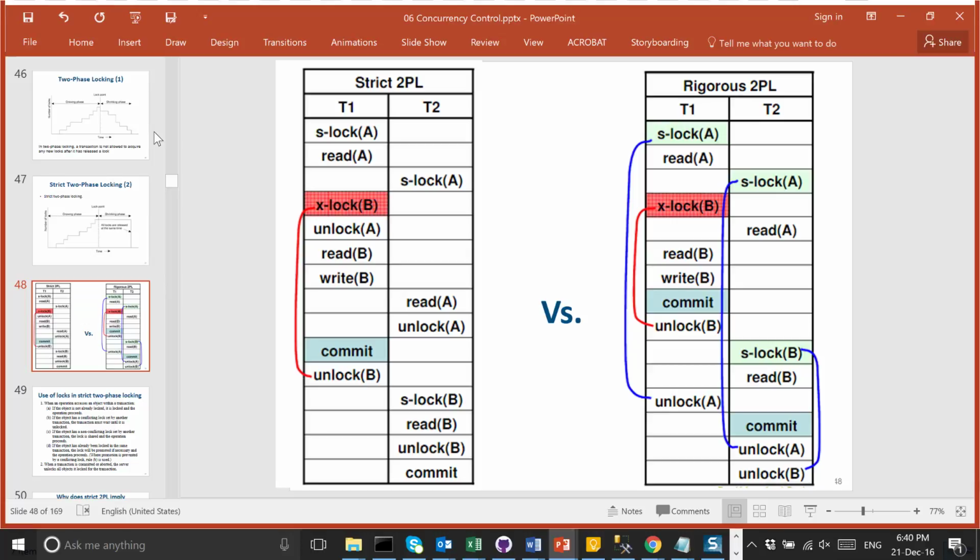The rigorous two-phase locking, which is even more strict than the strict, says hold on to even your shared locks until you commit. Okay, so each one has its own advantages. The more strict you go, the more your concurrency goes down. And of course, the fewer concurrency problems you have.